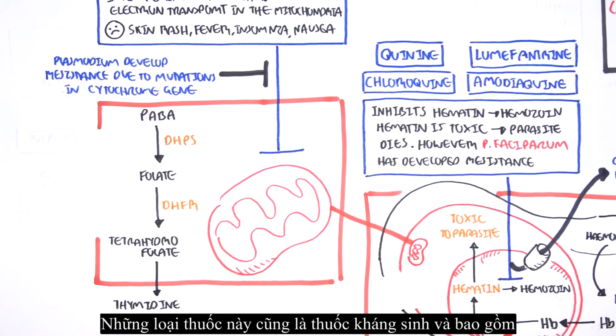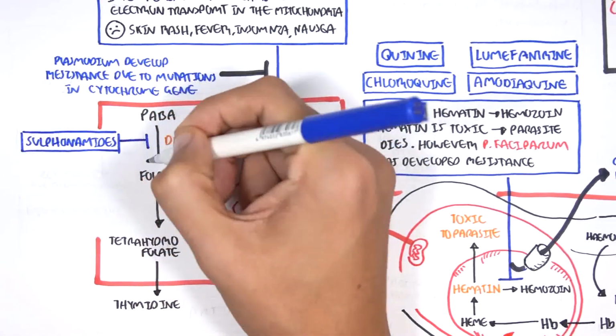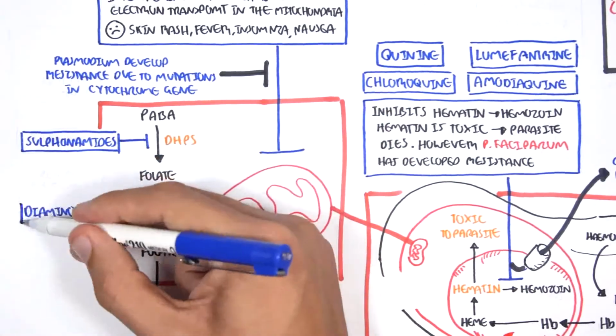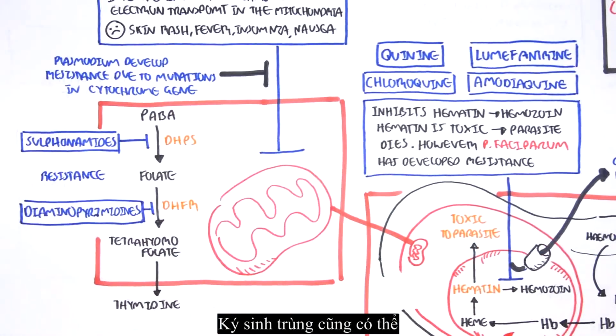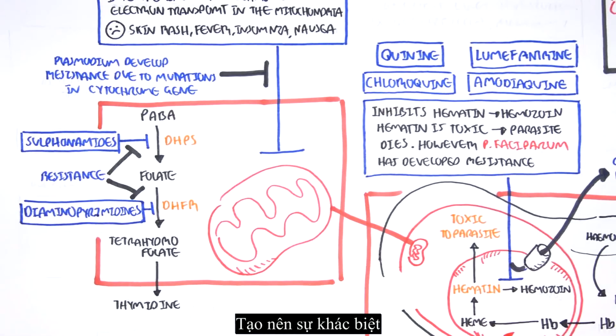These drugs are also antibiotics and include sulfonamides, which inhibit the enzyme DHPS, and diaminopyrimidines, which inhibit DHFR. The parasite has also been able to develop resistance to these drugs through genetic mutations of the enzyme, making it a different enzyme.